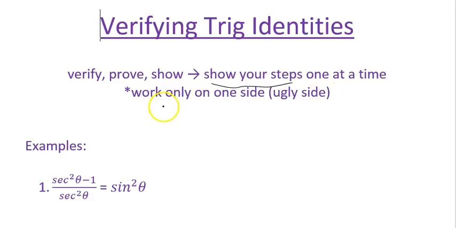And when you do these, you only want to work on one side, which I usually say look for the ugliest side because it'll give you the most options to do substitution with. So work on one side and you'll see what I'm talking about with our examples. But again, if they say verify, prove, or show, show your work.